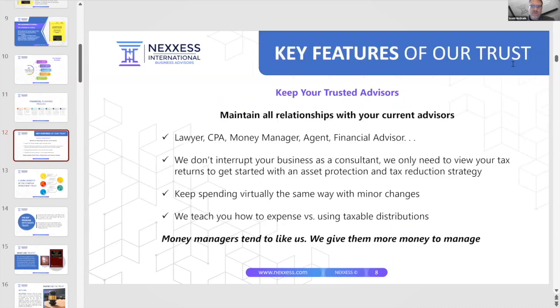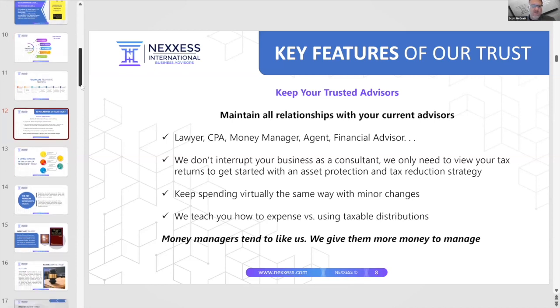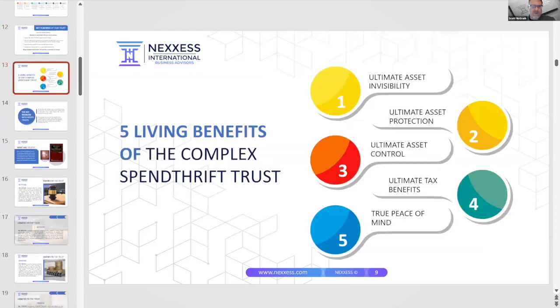So let's talk about the key features of our specialized trust. You may maintain all of your relationships with your lawyer or CPA. You don't have to fire all of your friends and family members that help you, but you might want to if they are costing you a lot of money. You may want to reconsider hiring them. At the end of the day, the proof's in the pudding. You should look at your tax bill and decide, what are my options? What if the tax bill you have is not your only option? What if there are other options? We recommend you look at those options. That's what we do. We help you see your options.